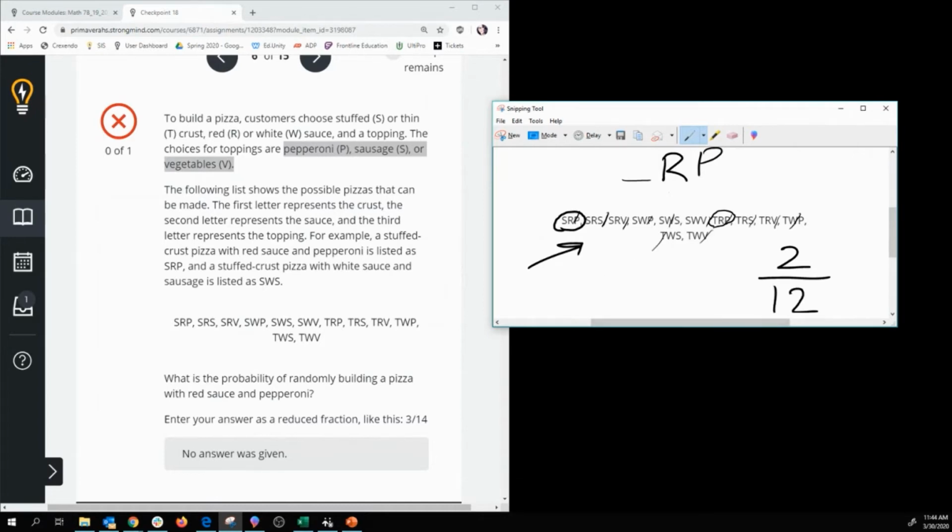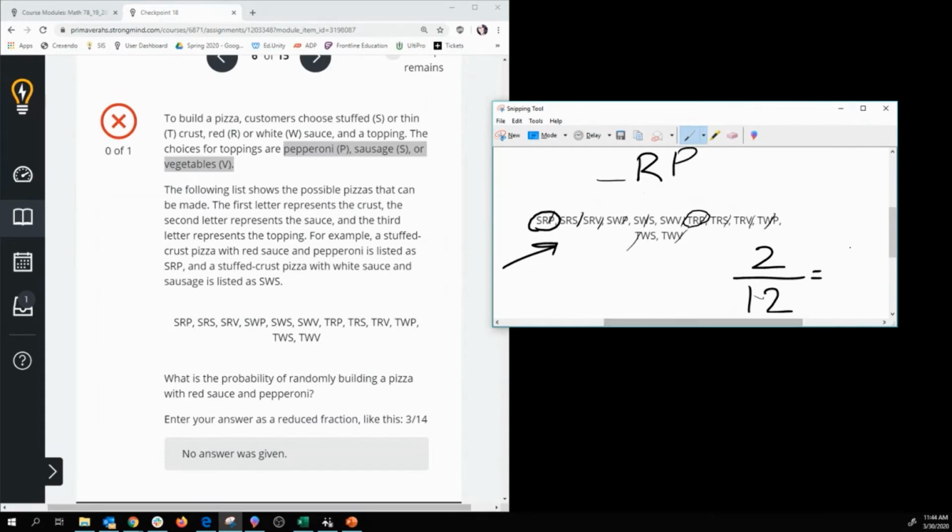And I can simplify this, right? Because it wants me to write it as a reduced fraction. So this would equal 1 over 6. Perfect. Yep. So my probability here would be 1 over 6.